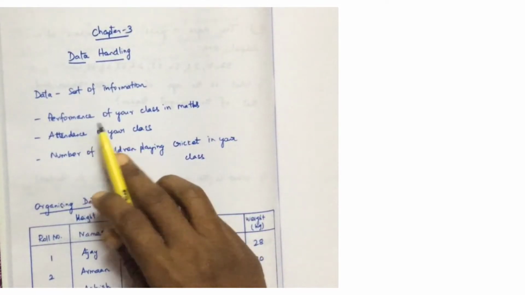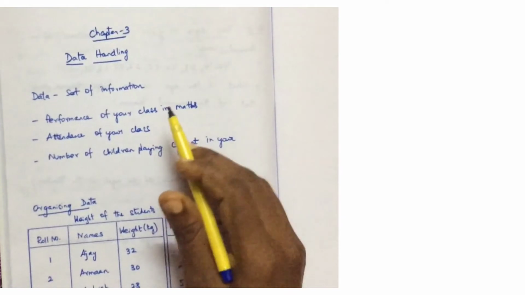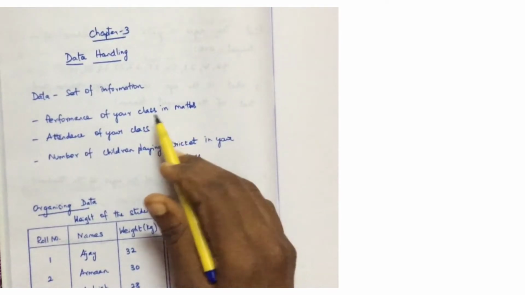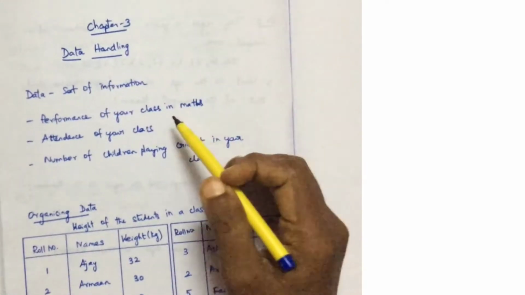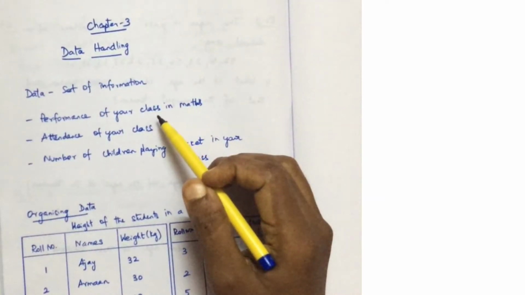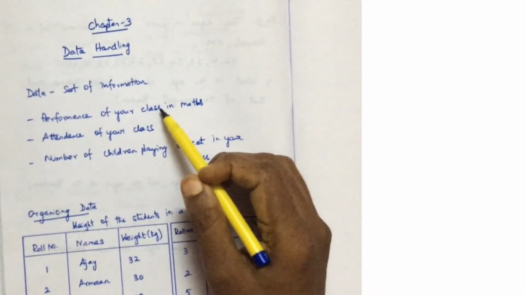Suppose performance of your class in maths. If your class teacher is asked to collect this information, what information does she need to collect? Performance of your class in maths. Yes, she needs to collect all the students' names, and also the roll numbers, and also what their marks in maths are. These are the information she needs to collect for this.